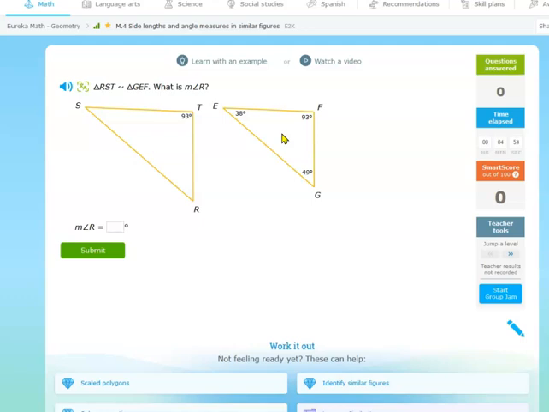Okay, so there's two main sets of rules. The first one is that all of the angles between the two figures are going to be congruent. That means exactly the same. And all of the pairs of corresponding sides are going to be in the same proportion.